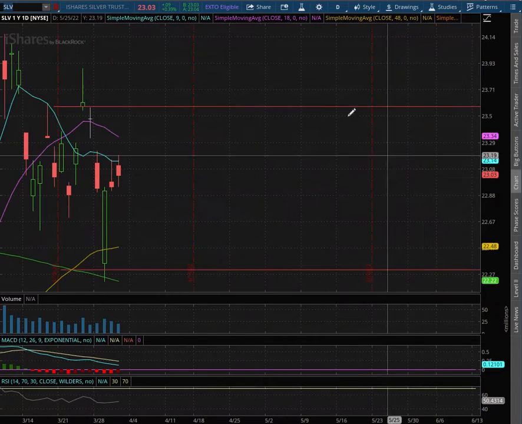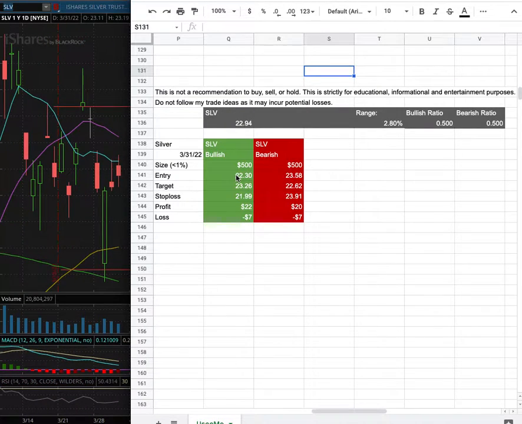My trade position size is less than 1% of my portfolio. My long entry is at $22.30, and that is this range here. My sell target is at $23.26. My stop loss is at $21.99.